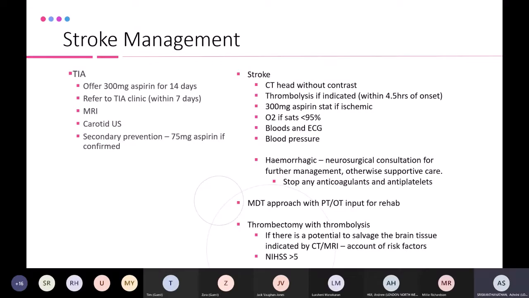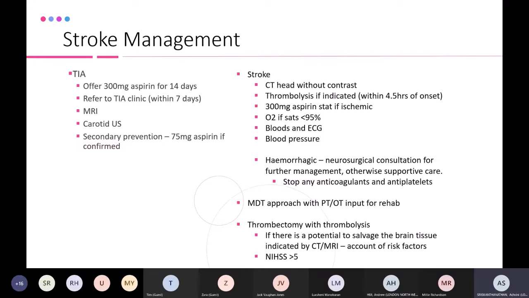Okay, so just quickly go over management. So for TIA, you'd offer them 300 milligrams of aspirin for about 14 days. And then you'd also refer them to TIA clinic, and they have to be seen within about 7 days. You do an MRI as well, just to check for any other blocks. Do a carotid ultrasound, and then maybe have to refer them for an endarterectomy. And then secondary prevention is giving them 75 milligrams of aspirin if it's a confirmed TIA. And this is just to prevent any further episodes and any development into a stroke as well.